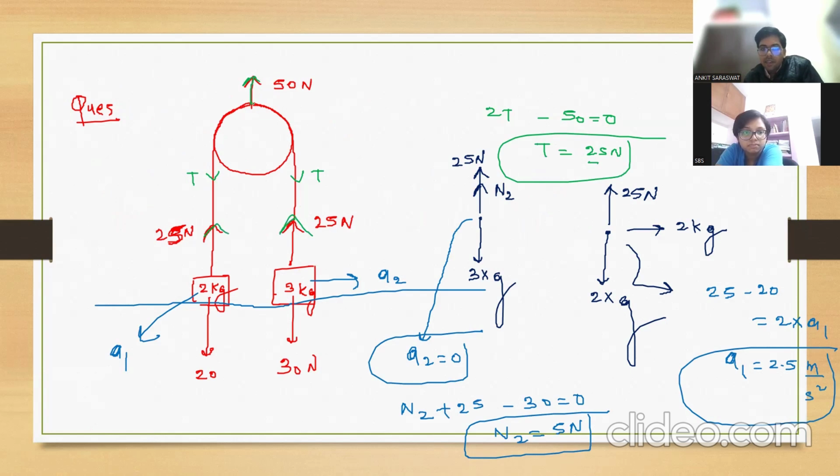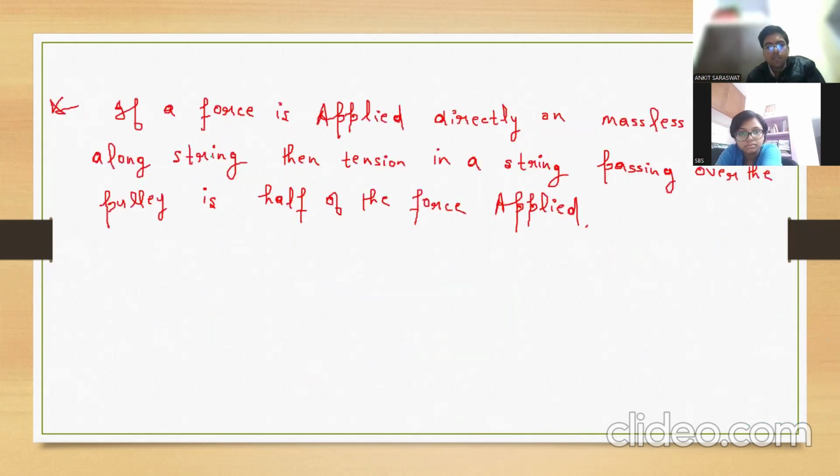But the condition is that the force which you are going to apply should be along the string. You can check, the string is like this, in the Y direction. Clear? Then it should be in the Y. Like that only. So if a force is applied directly on a massless pulley along a string, then the tension in the string is what? Half of the force applied.